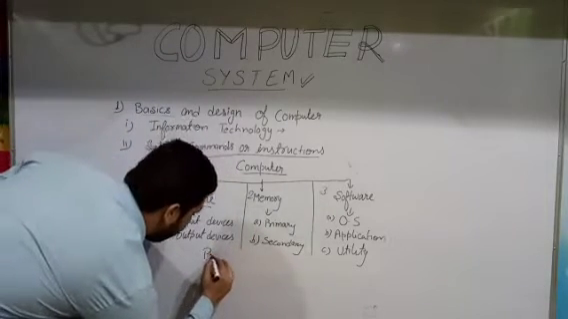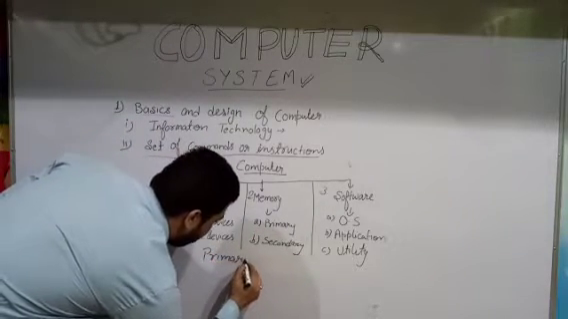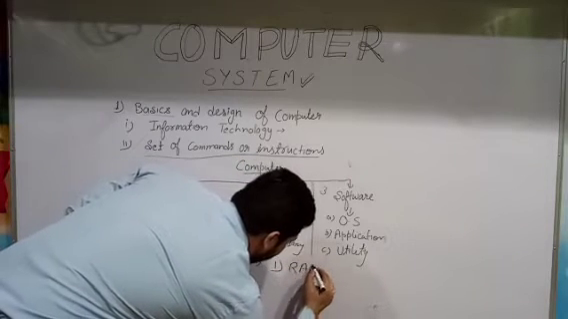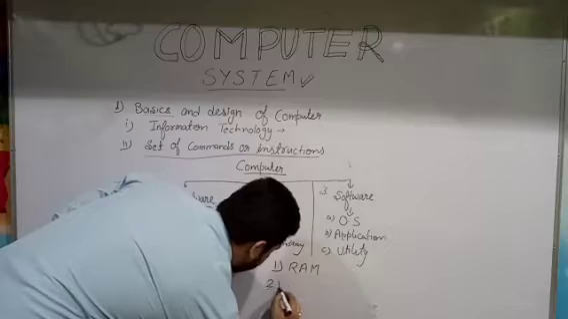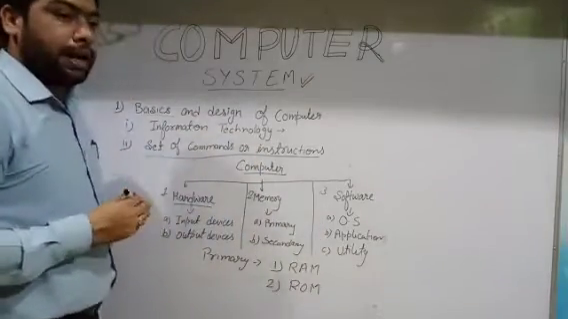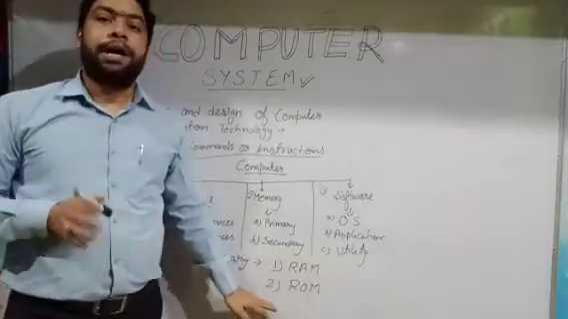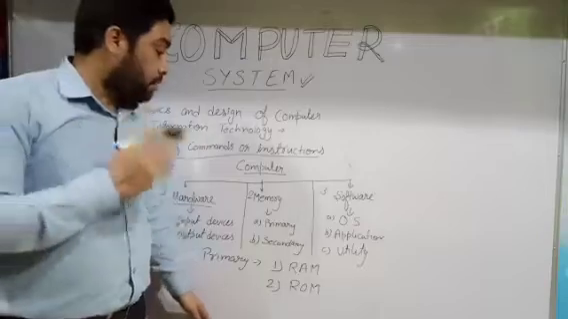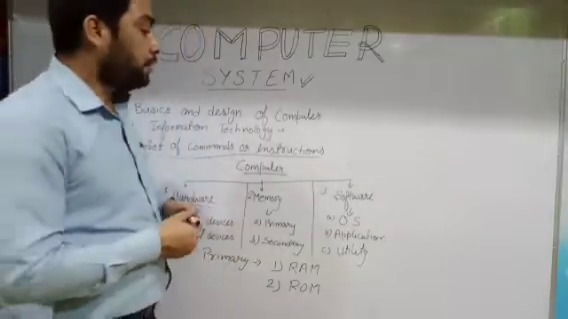What are the primary memories? Primary memory is of two types. The first one is RAM and the second one is ROM. RAM is random access memory. ROM is read only memory. We will discuss this later. Now the software.